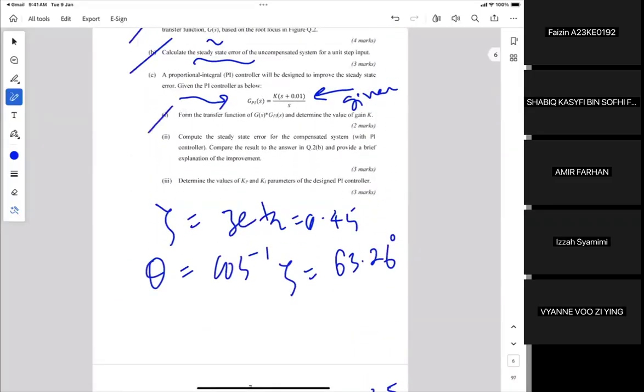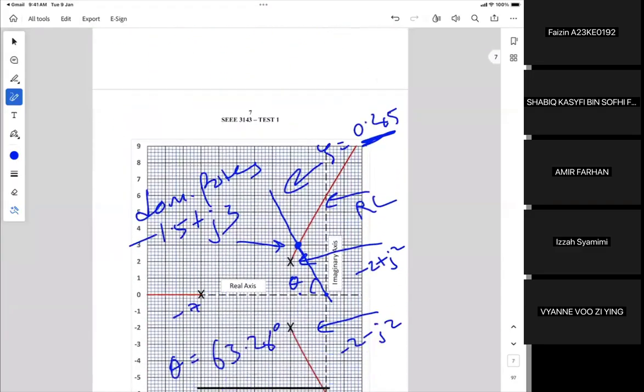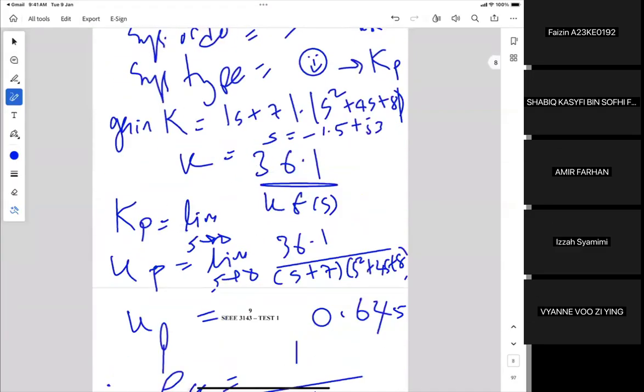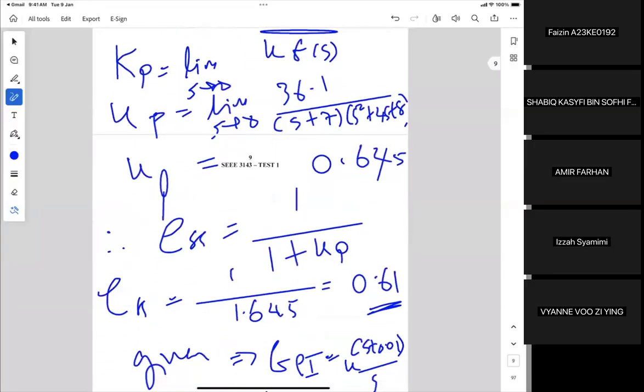Okay, 36.1. Compute the steady state error for the compensator system with PI controller. Then compare the result to the answer in Q2B and provide a brief explanation. Okay, previous steady state error berapa? Previous was 0.61.